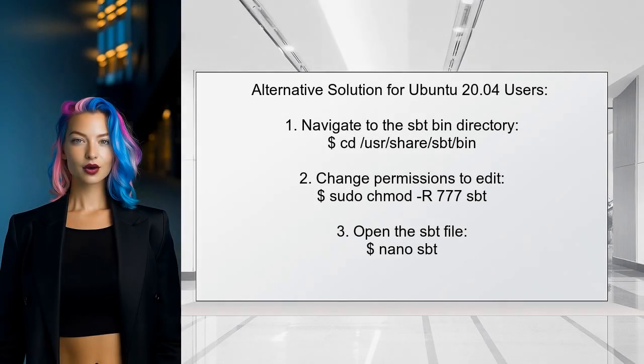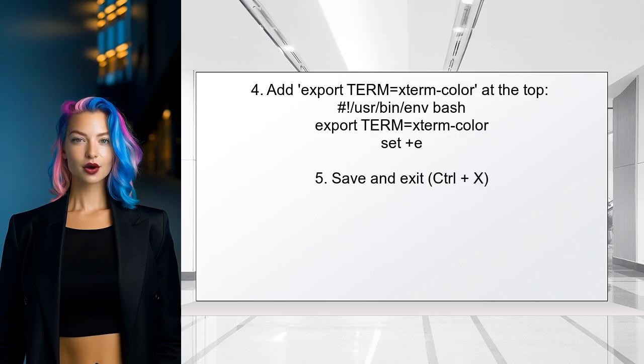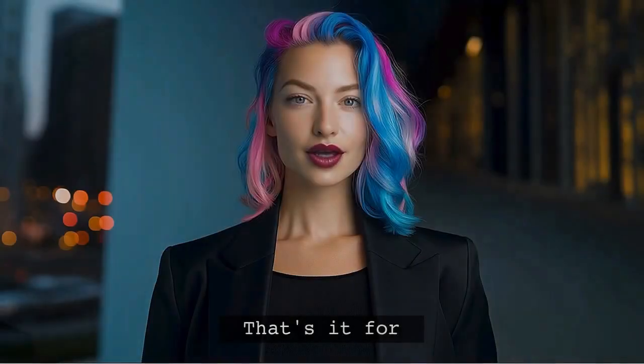An alternative solution for Ubuntu 20.04 users involves a few terminal commands. First, navigate to the SBT bin directory. Then, change the permissions of the SBT file to allow editing. After that, open the SBT file and add the command export TERM=xterm-color at the top before saving the changes. That's it for that response.